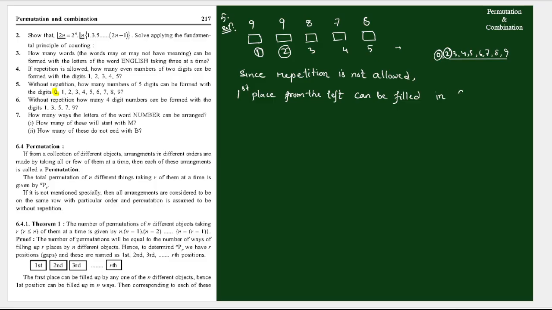How many ways? 9 ways. Second place from the left can be filled in how many ways? This is also 9 ways. Third place from the left can be filled in 8 ways.